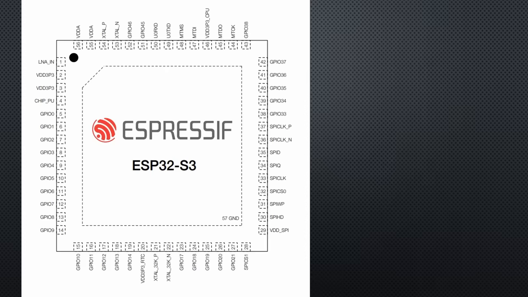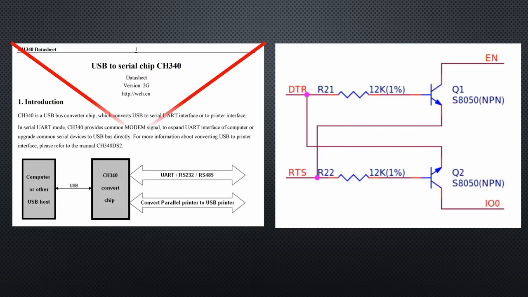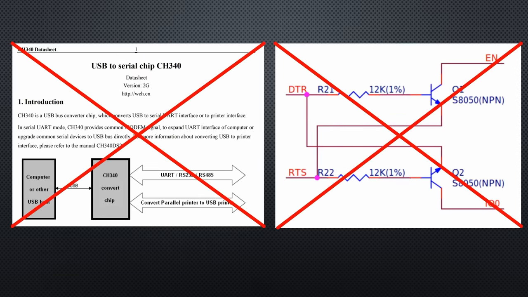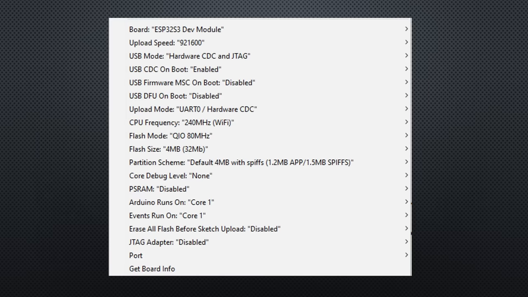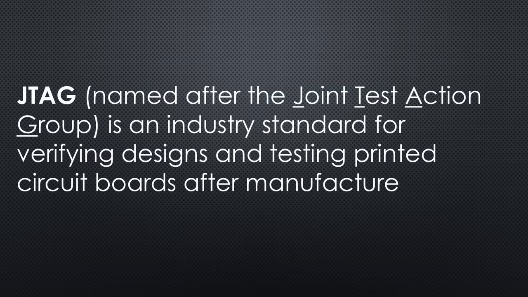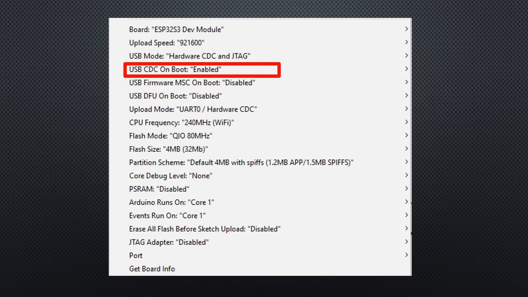To use this mode, we must connect a USB connector directly to the chip's D+ and D- pins. We no longer need a USB to serial chip and the two transistor setup. If you build your own PCB, you may protect the USB pins against overvoltage with such a chip. Let's look at the needed parameters to enable this mode in the Arduino IDE. The USB mode has to be CDC and JTAG. JTAG means Joint Test Action Group's standard to connect debuggers, a topic of a later video. USB CDC on boot obviously has to be enabled to use it.